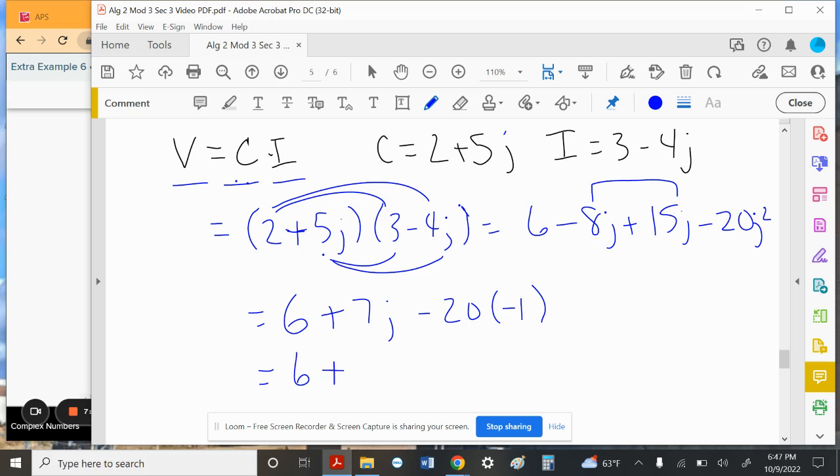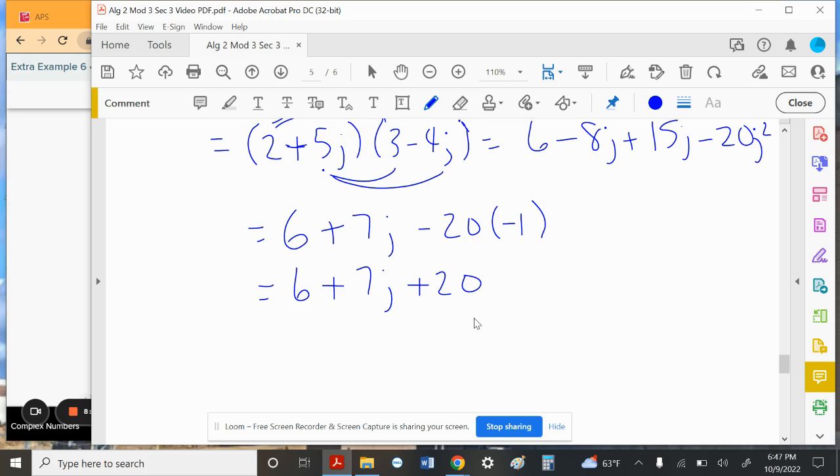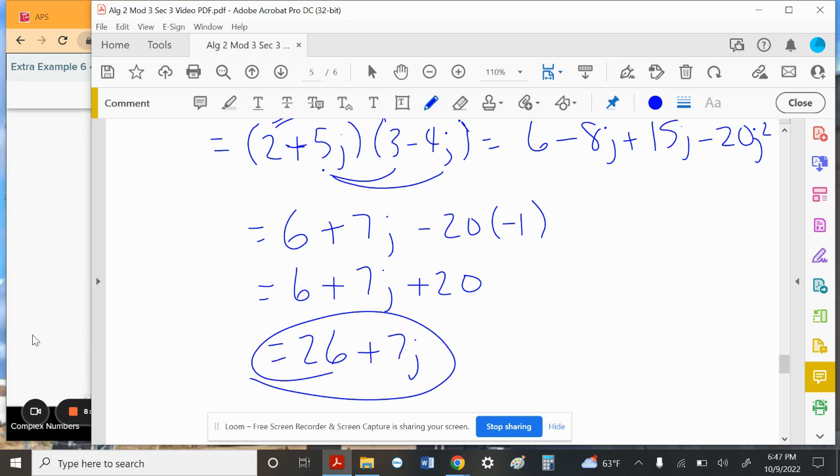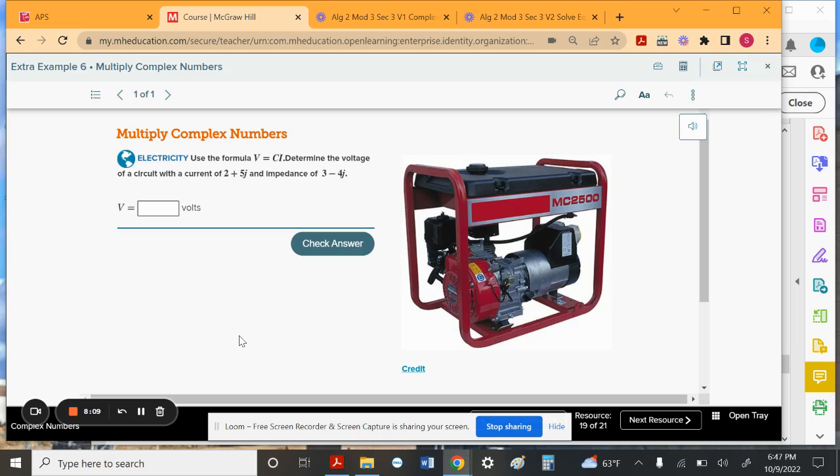And then 6 plus 7J plus 20. Remember that J squared became negative 1. So we have this one right here. So 6 plus 20 is 26 plus 7J. And we end up with an answer of this one right here. And then we'll move on to the next one.